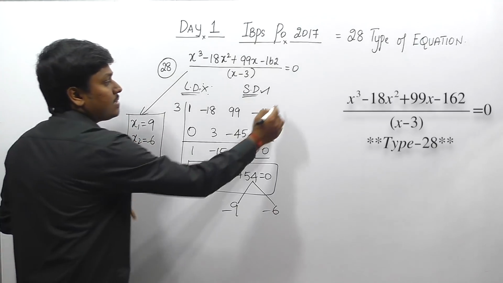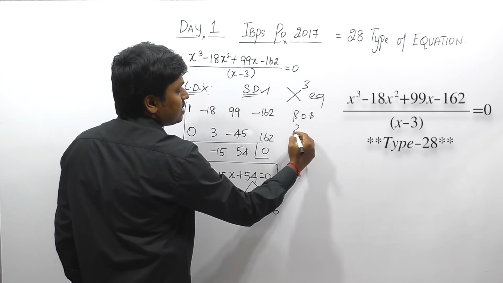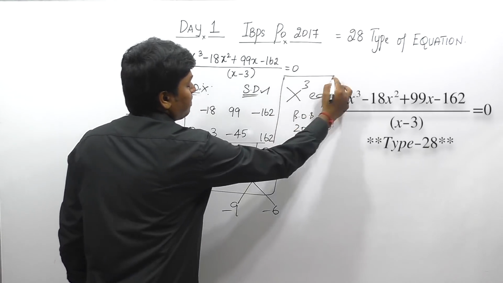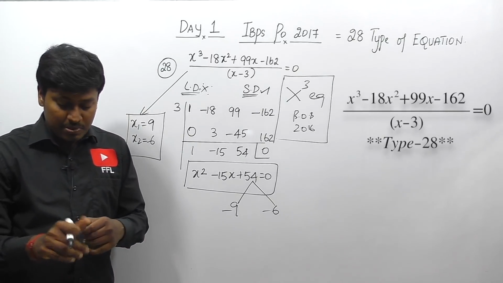So friends, first time if you are seeing this equation, that is type number 28, kindly go to my YouTube channel and search x cube equation, that is Bank of Baroda 2016. We have solved it already. So friends, I think all the 28 types of equation will be so useful for you.